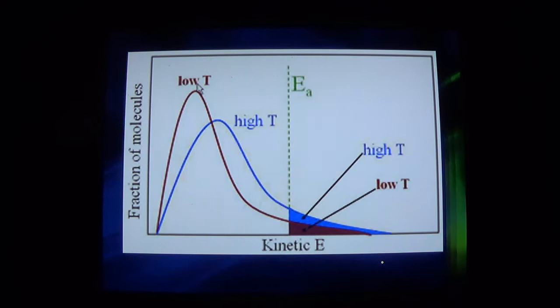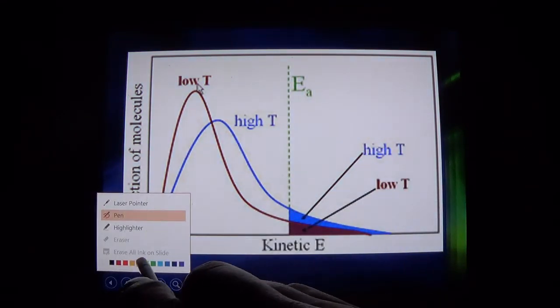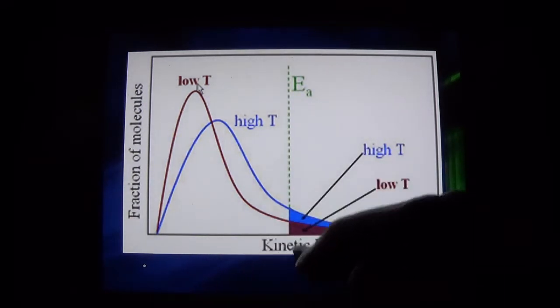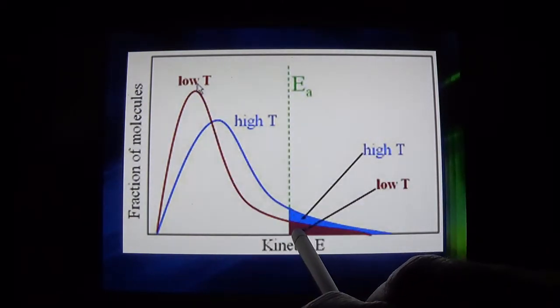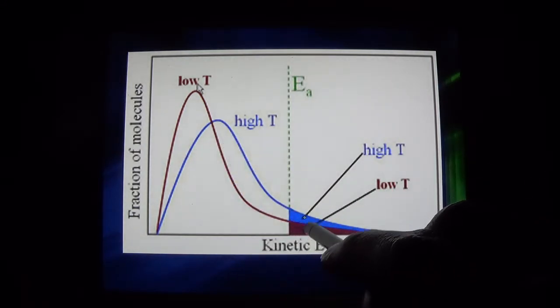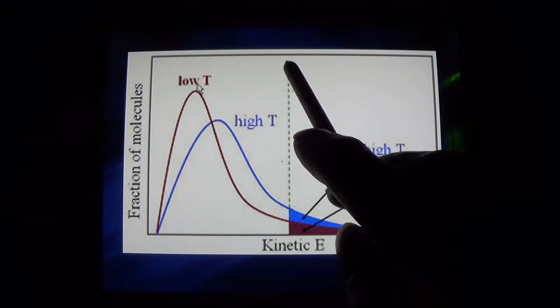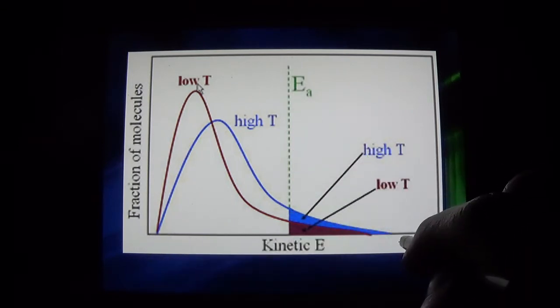So why do we see this again? Well, now I want to talk about what a catalyst does. We've talked about the effect of temperature. Low temperature, fewer molecules have the activation energy required to react. High temperature, more molecules, all the area under that curve. Okay, so for those who are taking calculus, you could integrate that section.